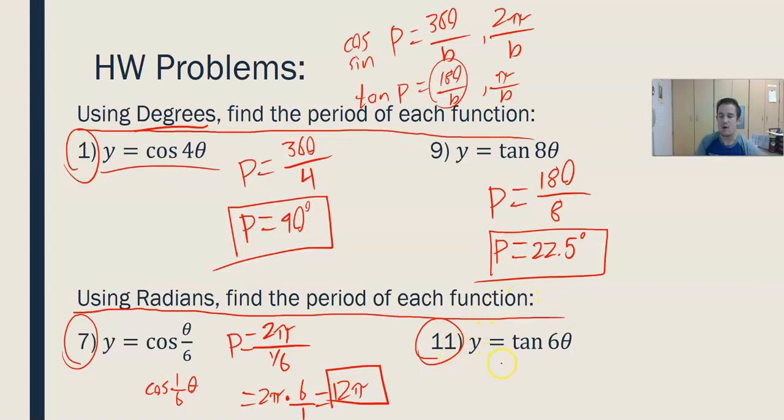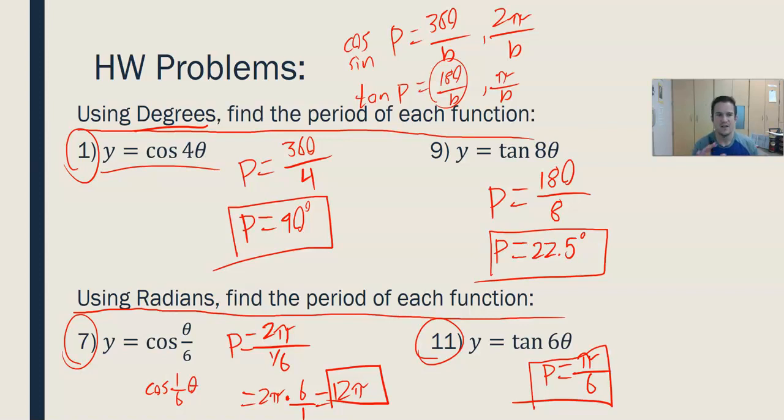For number 11, y equals tangent of 6 theta. Again, the period for a tangent function is going to be pi over b, or pi over 6. And that's a reduced fraction. So the period for this tangent function is going to be pi/6 radians. So instead of pi radians to complete a full tangent cycle, it's going to be pi/6 radians to complete a full tangent cycle.